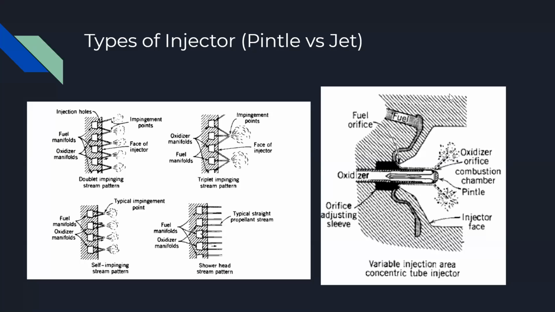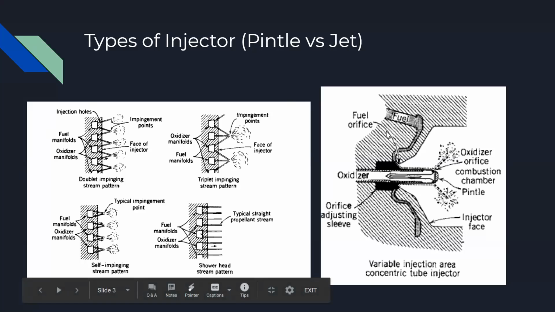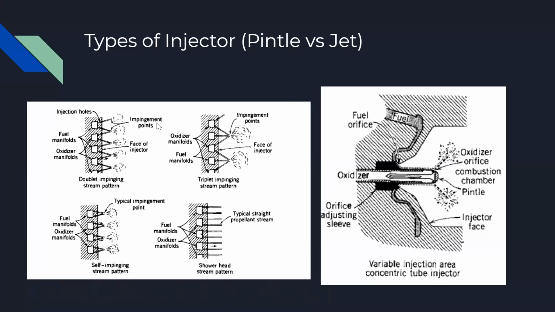All right, so there are a few different types of injectors. There's two main ways that injectors are broken up. On the left, you have jet type injectors, and on the right, you have pintle type injectors. Within the jet types of injectors, there's a few different ways you can arrange the jets. Basically, you have like a shower head with a bunch of really tiny holes that all shoot into each other, and that's how the fuel and the oxidizer get mixed and atomized.